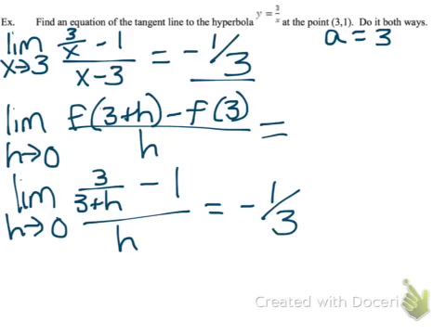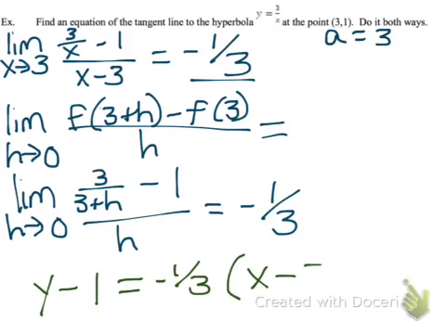Okay? So now the problem said find the equation of the tangent line. So now I just have to put that together. What would the equation of the tangent line be? y minus the y value, which is 1, equals the slope, negative 1/3, times x minus the x value, which is 3. So here's the xy value, xy. The slope is what we found using the formulas.